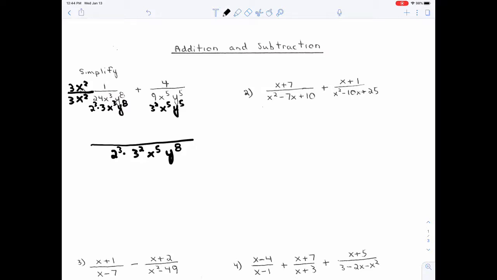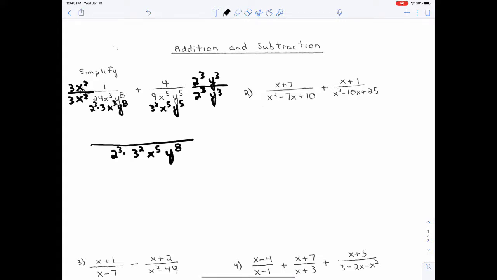Well, we're missing a 2 cubed. There's no 2 cubed in this. Or if you just want to put 8, that's fine. So we're going to multiply top and bottom by 2 cubed. All right, we've got the x to the 5th. That's fine. Oh, we have the 3 squared, so that's fine. But notice we have y to the 5th, whereas the common denominator is y to the 8th. So we're missing a y cubed.